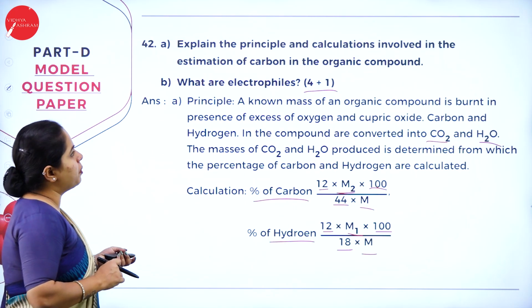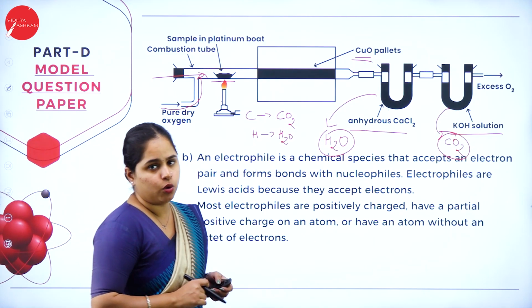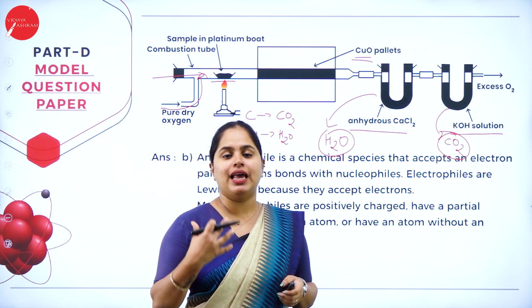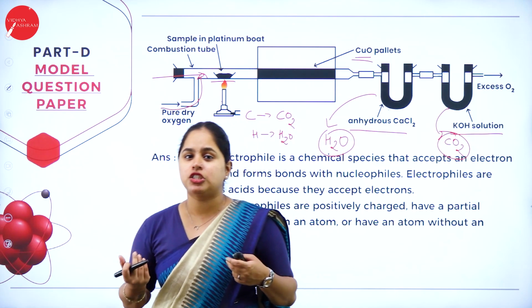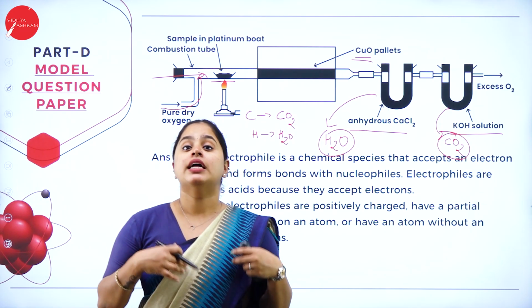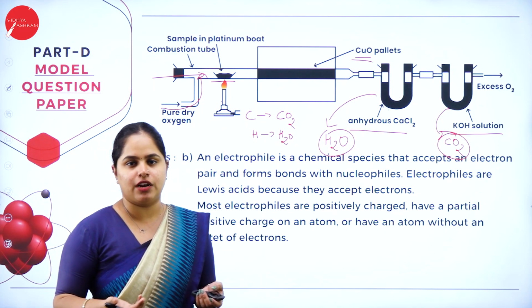Now, moving on to the next part, what are electrophiles? Okay. So, from the name itself, you can see electrophiles. Those are those species which are having attraction towards electrons or else negatively charged species in general we can say, right?